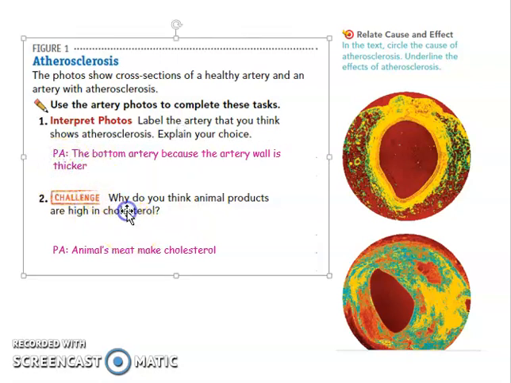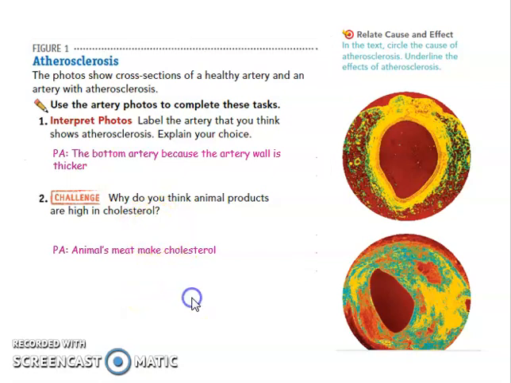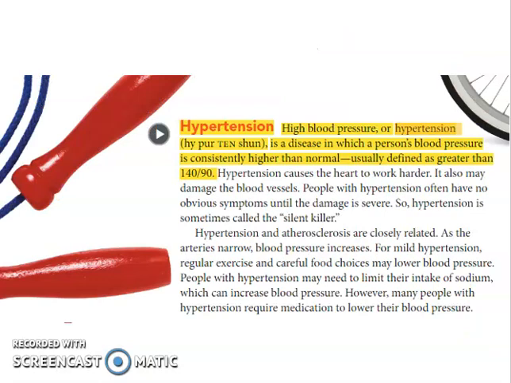Okay, the artery wall is thicker. Then number 2, why do you think animal products are high in cholesterol or fatty materials? Because animal meat makes cholesterol. Okay, so the meat of animal is really rich in fat. But as I mentioned, it's not bad to eat animal meat, as long as you consume it in correct or proper portion. Let's proceed to the next page.